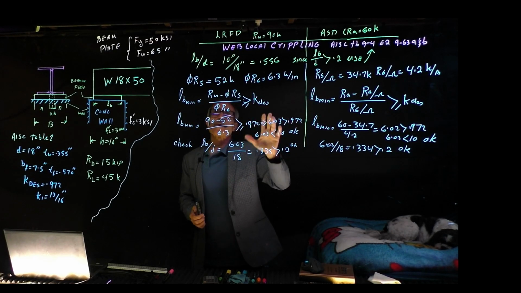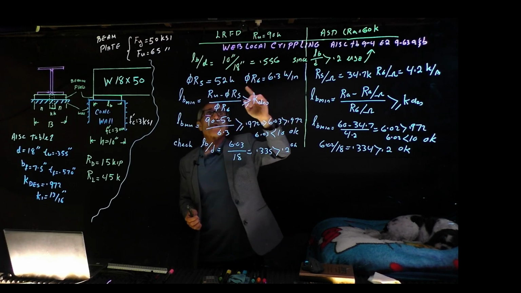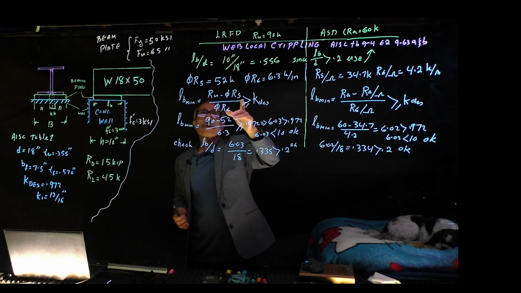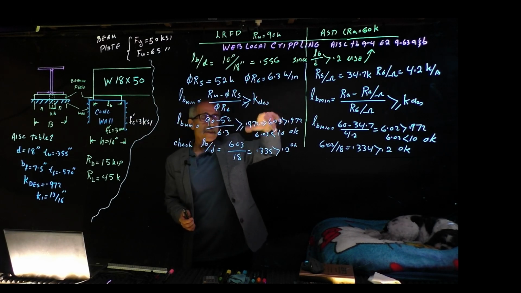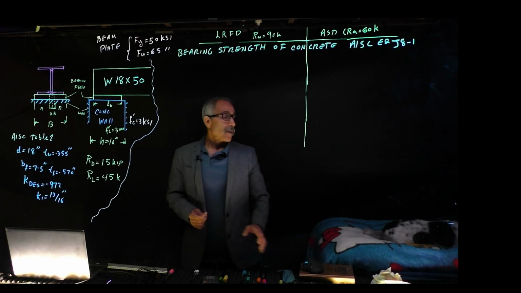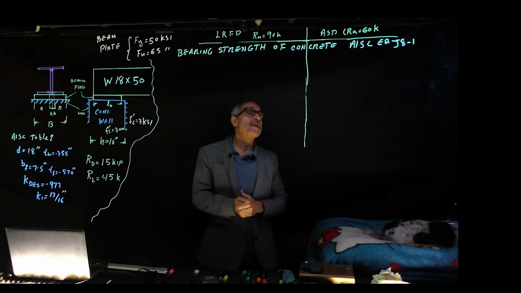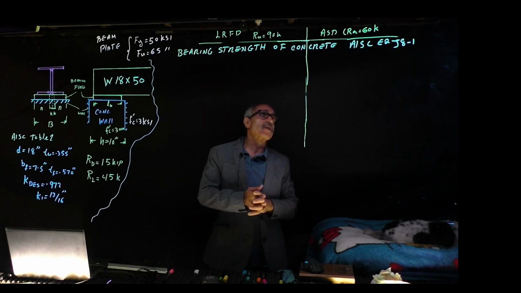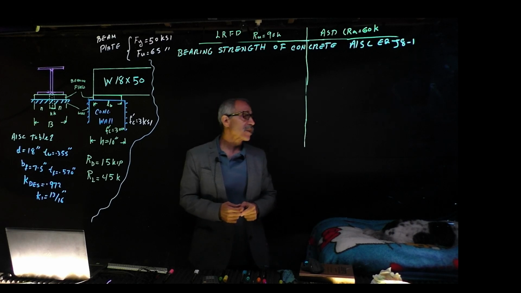Okay, so that was number 2. We checked for web local crippling. Let's now check, see if the concrete is strong enough for this load. I'm going to erase this, we come back to it. Okay, the first thing we're going to check is bearing strength of the concrete. We're going to use the specification of AISC equation J8-1. Take a look at that page, or go into a manual, take a look at it.